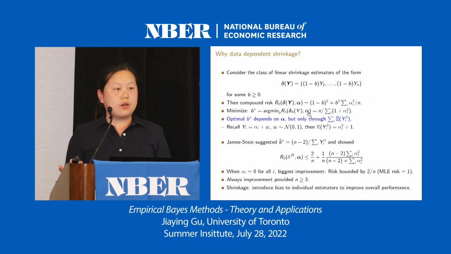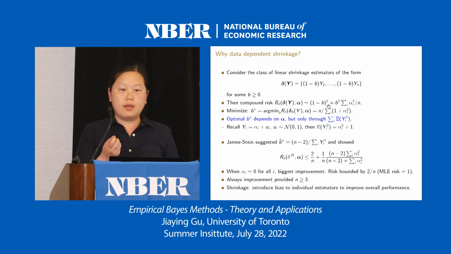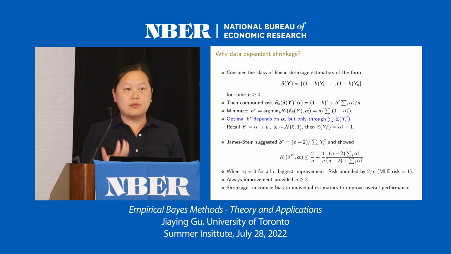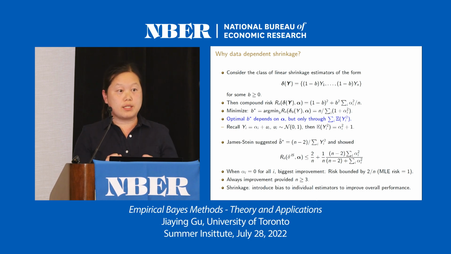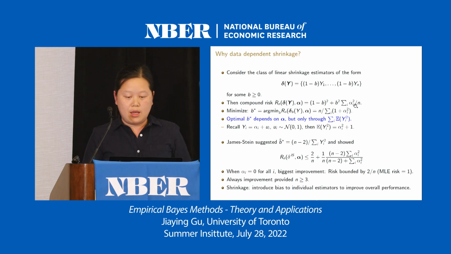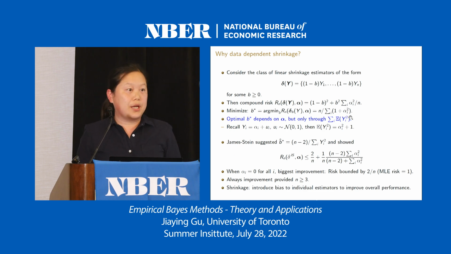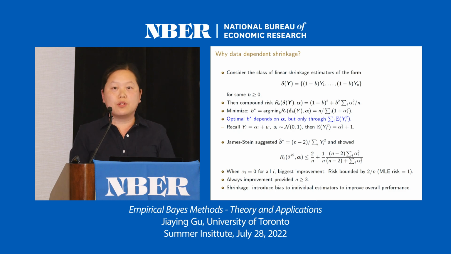Now a natural idea is to look for the optimal b that will minimize the compound risk within this class of estimators. If we do that, we're going to find that the optimal b, denoted as b star here, is going to take this form. Now let's take a look at that. That optimal b depends on the entire vector of alpha. So that's not very useful, right? Because I don't know what alpha is, I wouldn't know what b star is.